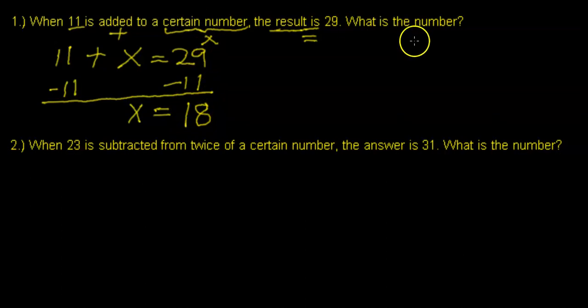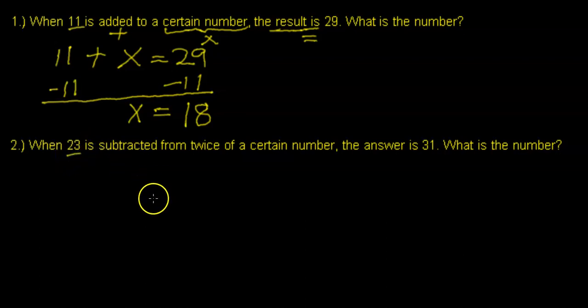All right, so this is it for the first question. So you always look for some keywords to guide you to be able to form your algebraic equation. Now let's go to number 2. Number 2 says when 23 is subtracted from twice of a certain number, the answer is 31. What is the number? So this is similar to what we did in the first question.